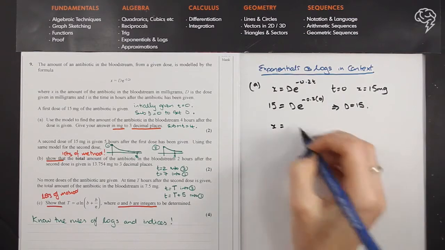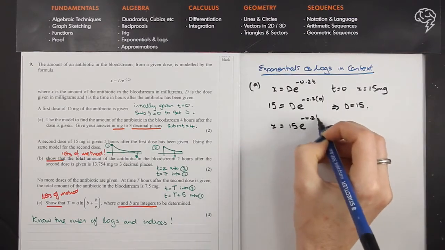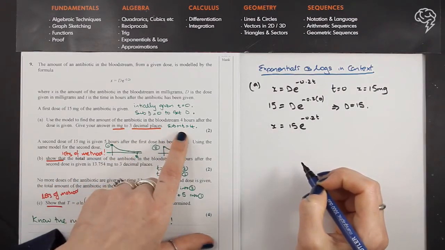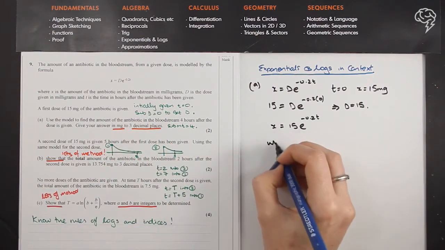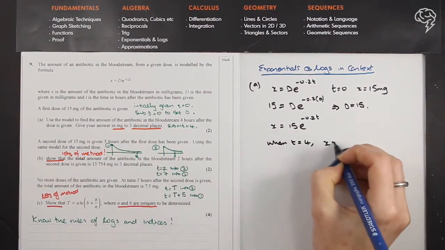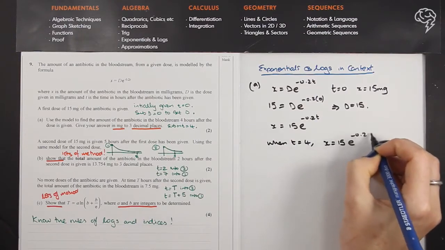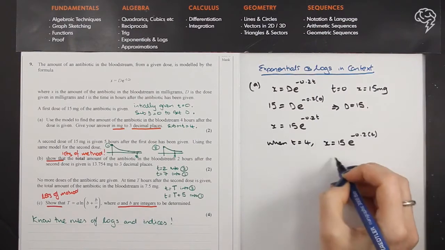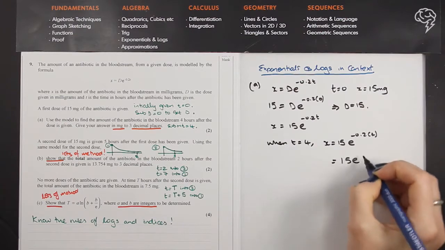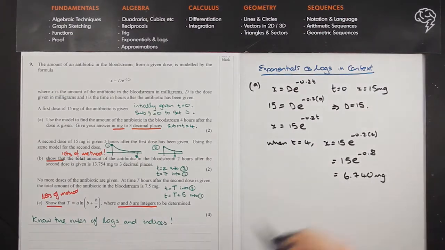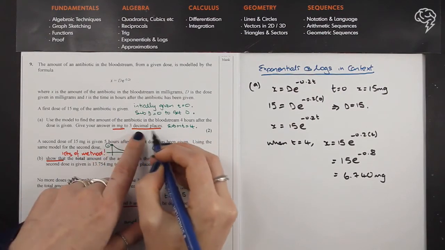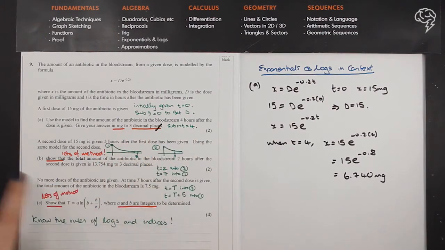Okay, now that we know what d is, we've got a more complete model. We can sub in t is 4 and find out how much drug there would be after 4 hours. I've given my answer in milligrams to 3 decimal places, and that was what the examiner asked me to do.